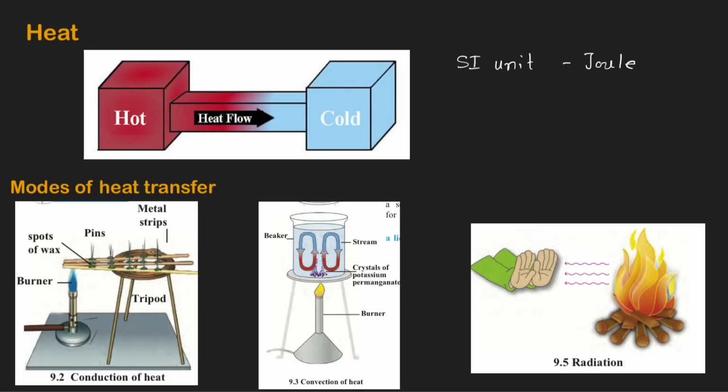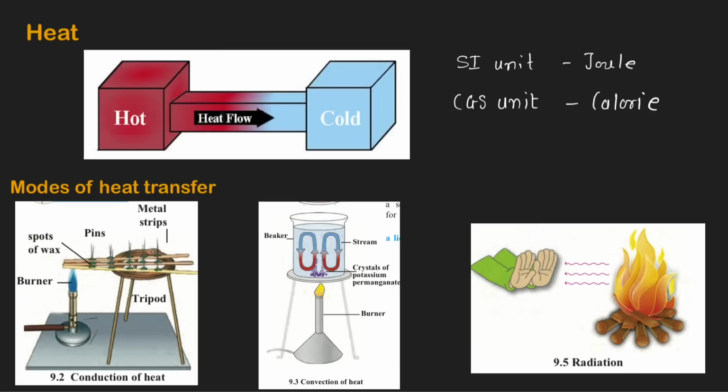and the CGS unit is calorie. Okay, we have also discussed the modes of heat transfer. The first one is conduction of heat. This mode is observed in solids. Here heat is transferred from hot end to cold end, and for this a medium is necessary to transfer the heat energy.